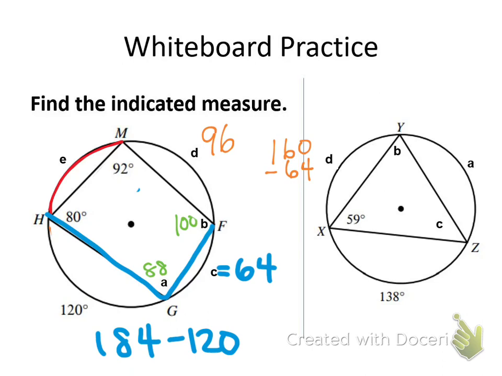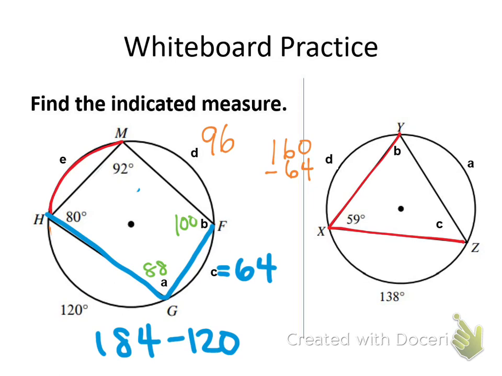Okay. Okay, with the second one, where do we want to start? It's not a quadrilateral, so the angles aren't opposite. They don't add up to 180. Where do we want to start? What number do we want to start with? 59 or 138? 59. It's an angle, correct?